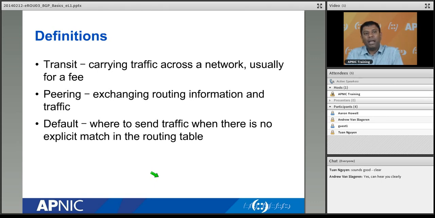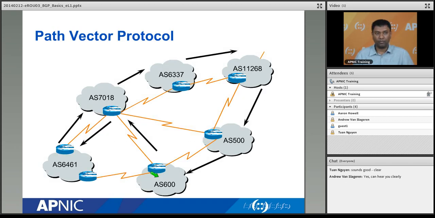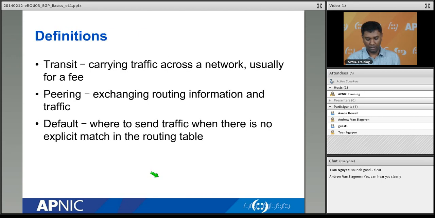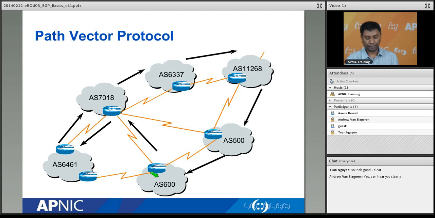Peering means they are exchanging traffic but without any fee. How does it happen? Let's have a look at this diagram. From AS 6461, if AS 6461 needs to access any data from AS 6337, there is no direct connectivity in between.